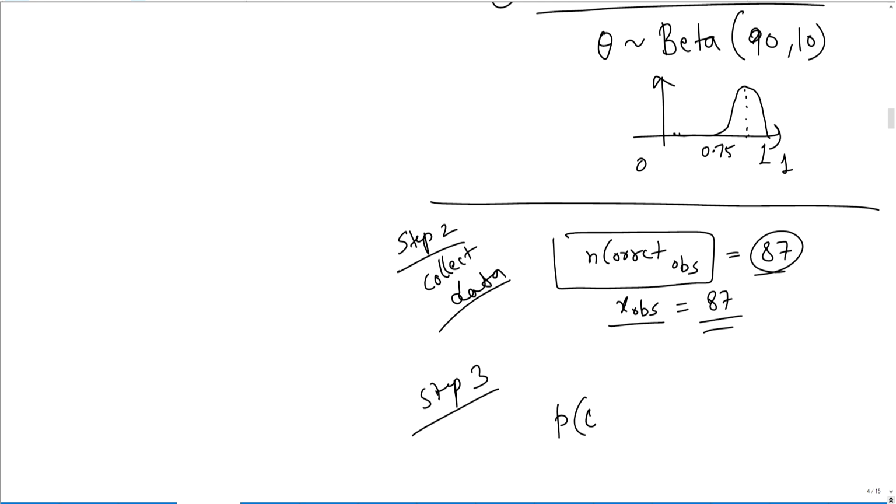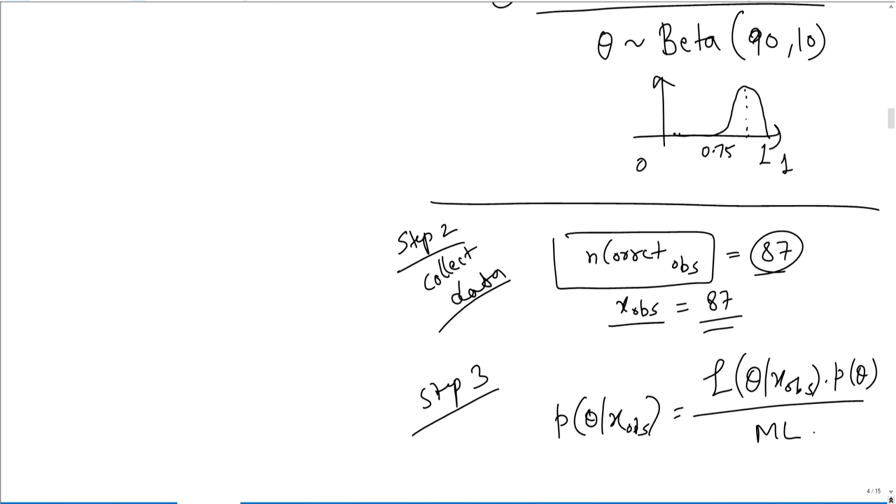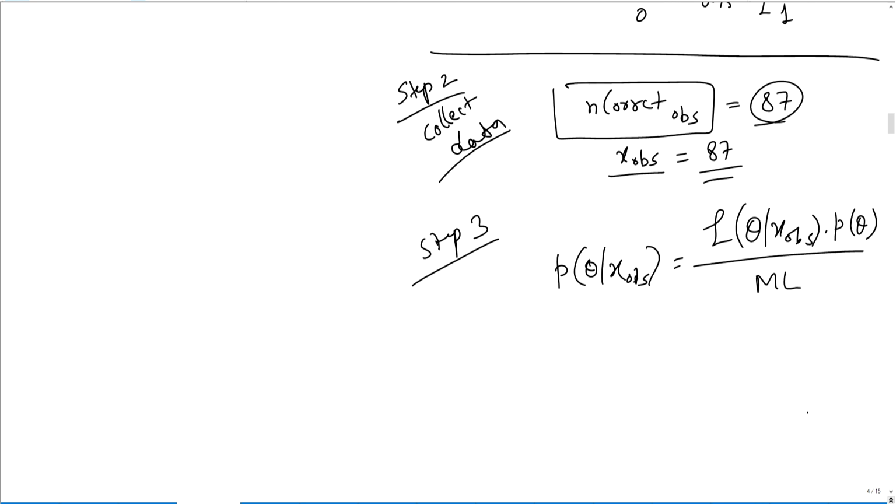How do we do that? The posterior distribution of theta given the data x obs is given by the likelihood function of theta given x obs, times the prior distribution of theta, divided by the marginal likelihood. Okay. And there are different ways to calculate this posterior distribution. We have seen a couple of very simple, straightforward ways, but there are much more sophisticated ways to do this, right.